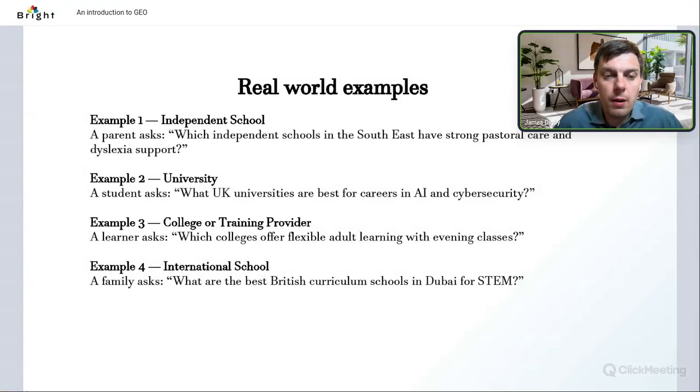Universities, so for example, what UK universities are best for careers in AI and cybersecurity. Again, very direct and to the point. Colleges, training providers, which colleges offer flexible adult learning with evening classes. Again, almost 3 sections there, so flexible adult learning and evening classes. It may well have been that somebody just searched for adult learning evening classes in Google. There's a bit more detail there with AI.